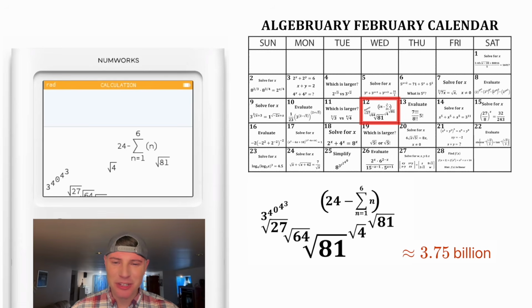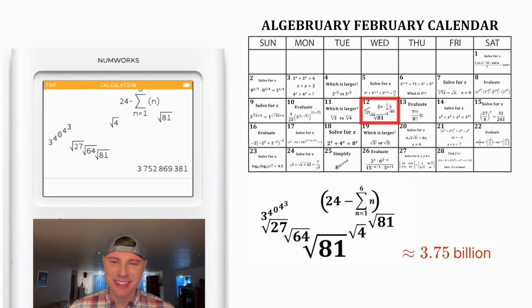So this is it. Let's see if it gets 3.75 billion. And it does. That is exciting. That's exactly right. I did not expect it to get this one. I didn't think I'd be able to plug this into a handheld calculator and get it right. That's pretty exciting. So let's give this one a green box. And now let's do some other ones.